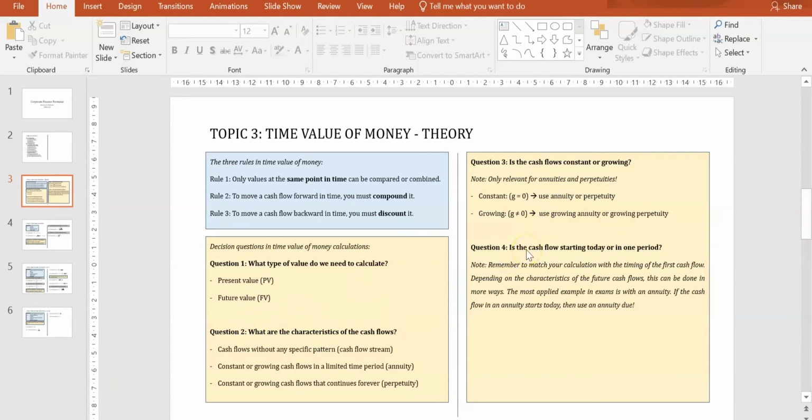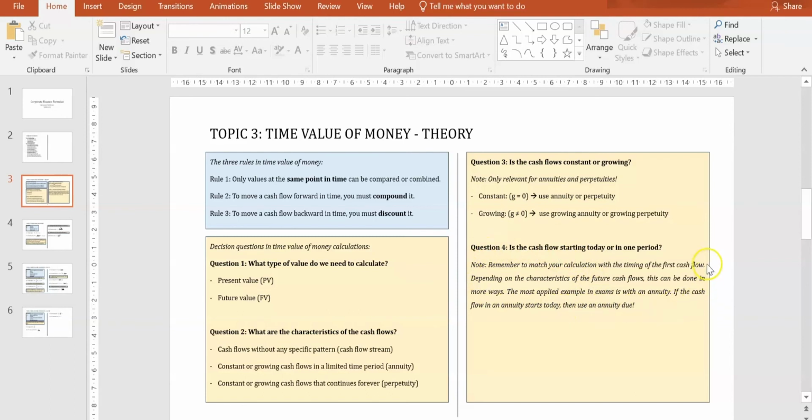The final question that I normally ask myself when having these assignments on time value of money is: is the cash flow starting today or in one period? So it makes a great difference in corporate finance if, for example, we start a cash flow today or in one period. If we start a cash flow today instead of in one period, so in the beginning of a period, we call it due. That means if we have an annuity, it would be called an annuity due. With perpetuities, we can also have a perpetuity due. That simply means that we have a perpetual cash flow that never ends, that actually starts today and not in one period. But the typical one in exam assignments is an annuity due.